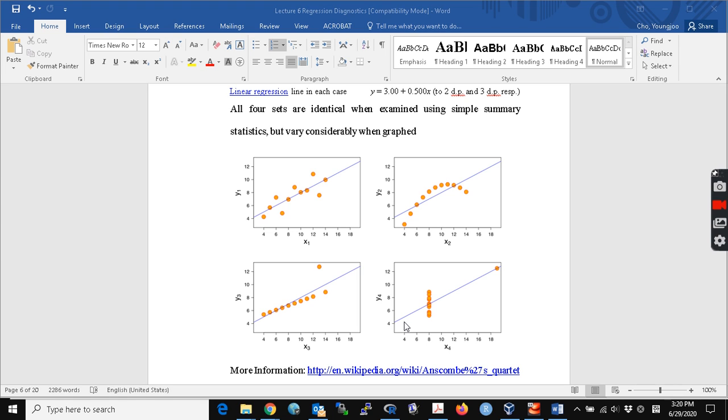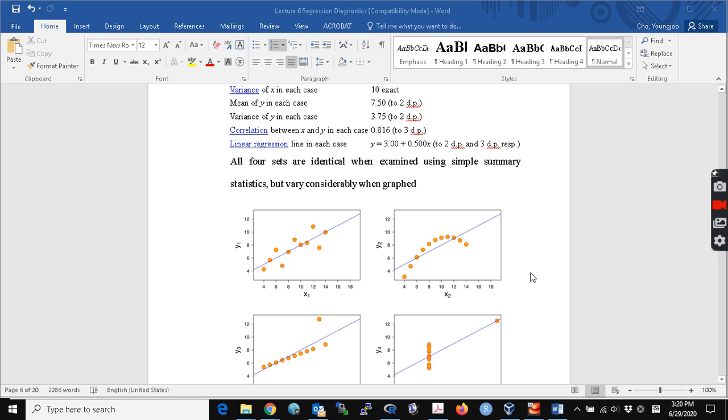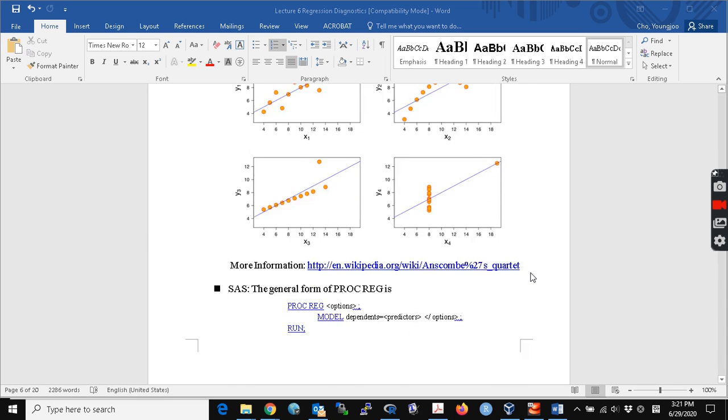And the fourth one, it is not reasonable to have a linear regression model. And then there is also another extreme point. So this Anscombe's quartet gives us the lesson that we need to be careful when we do linear regression, and we have to check the assumptions after we fit the model.